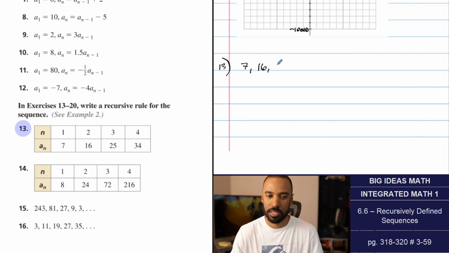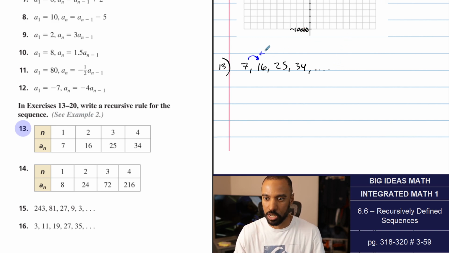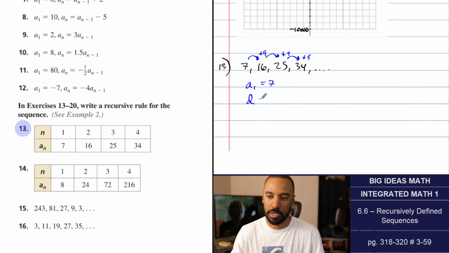This is 7, 16, 25, and 34. That is the first 4 terms. Now, the sequence probably continues after that. They're just showing the first 4. You can clearly see there's an addition of 9 each time, which means a common difference of 9. You have a first term of 7 and a common difference of 9.